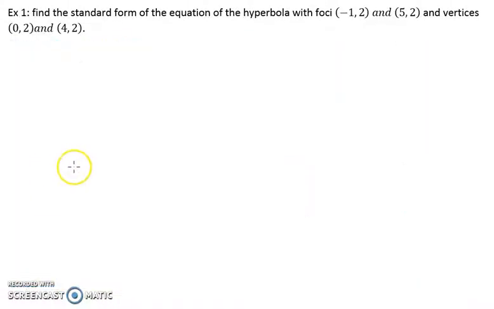And it's find the standard form of the equation with the hyperbola with foci at (-1, 2) and (5, 2), and vertices at (0, 2) and (4, 2). So to start, let's just kind of throw these things on a real rough sketch, kind of see what we have going on here. So if we have vertices at (0, 2), so 1, 2, there's a vertex. 4, 2, 1, 2, 3, 4, 2, there's a vertex. The foci are going to be (-1, 2) and (5, 2).